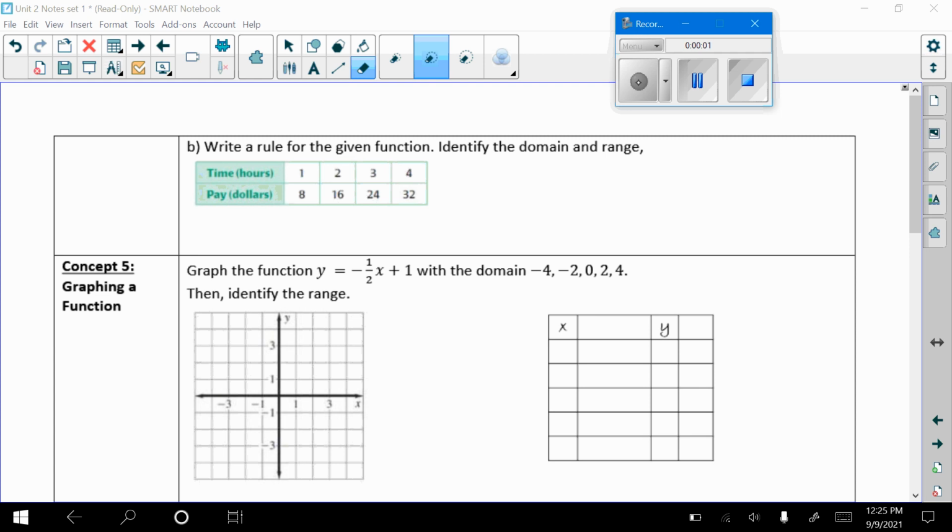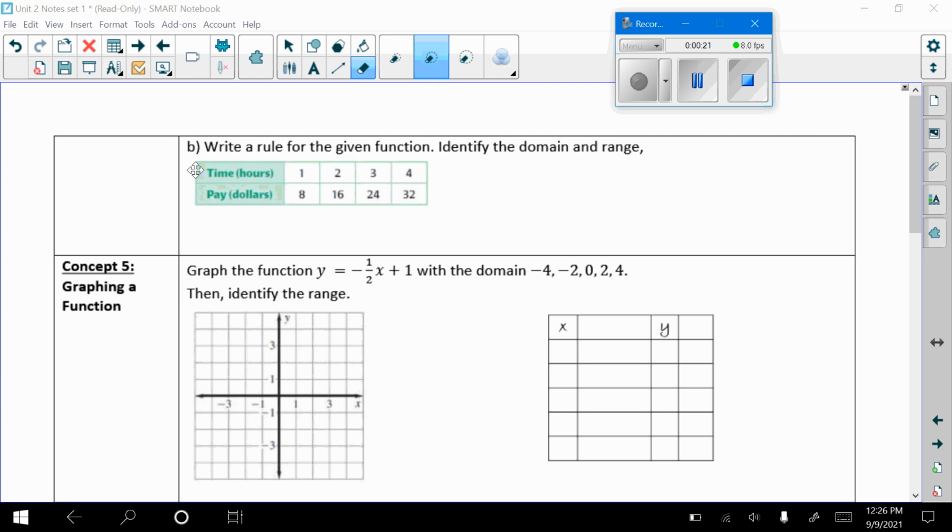All right, guys, so this is writing a rule for a given function, identifying the domain and the range. We did this yesterday in class, however, I'm going to go ahead and finish this up. So this is our day with a sub on 9/10 of 21, and I'm just going to recap real quick. So for writing a rule for a given function, identify the domain and the range.